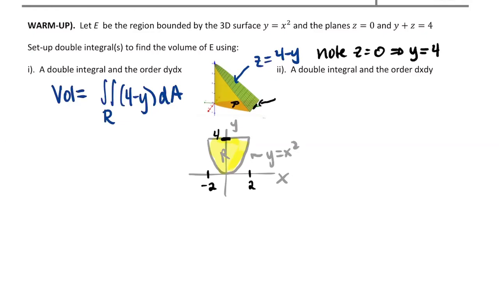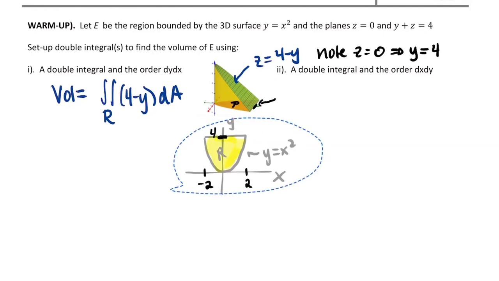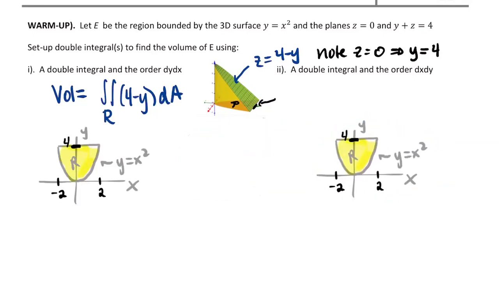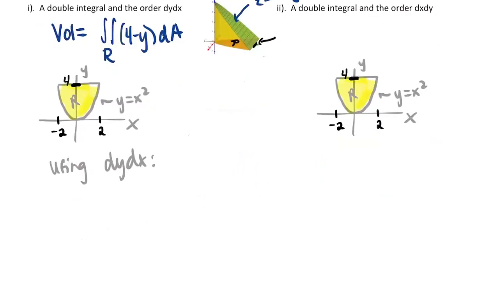All right, so let's take this. We're going to copy this region twice, because we're going to need to imagine slicing it up 2 different ways. Paste over here, depending on which way we're going to integrate first. So if we want to use dy dx, here's what we're visualizing. Set up this integral.